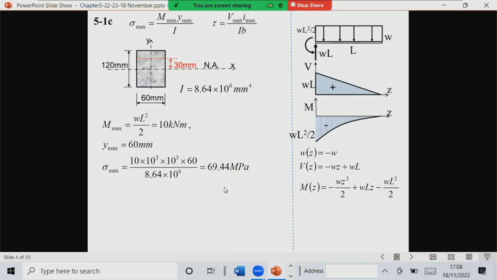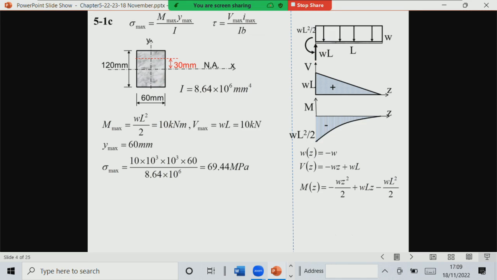So if I was asked in an exam, I can explain it. I can say where the location of the maximum normal stress is, or I can say at z equal to 0 and y plus minus 60 millimeters, we have the maximum normal stresses. So that is the answer. You can explain it, but if you just write it as z equal to 0 and y equal to plus minus 60, that gives the answer to the question.